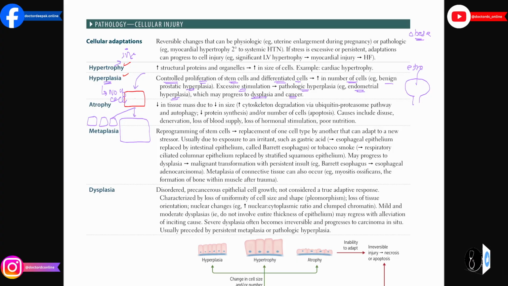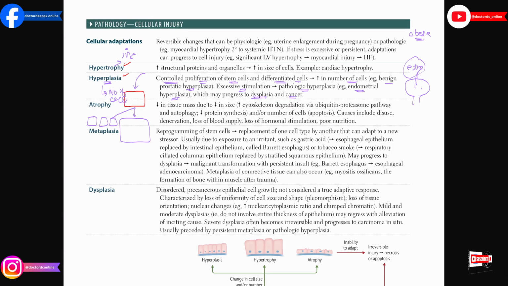But let's suppose this female does not lose weight, and the weight is still increasing. That can lead to pathological production of estrogen, and that will lead to pathological hyperplasia. And if you do not lose the weight, if you do not decrease the production of estrogen, that can lead to dysplasia. Because I already mentioned in the last class, hyperplasia can progress into dysplasia, and dysplasia can progress into cancer if you do not remove the stress. So that's all about hyperplasia.